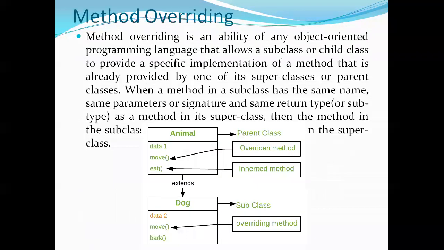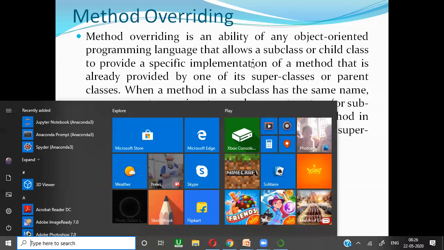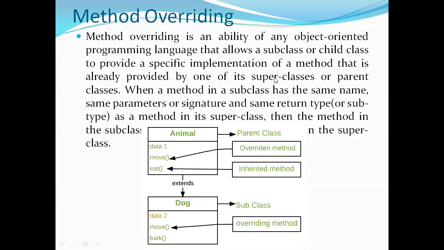So we go to the next concept, method overriding. Method overriding is nothing but, if you are working with inheritance concepts and the child and parent both have the same type of methods with the same parameters, then we call it method overriding.